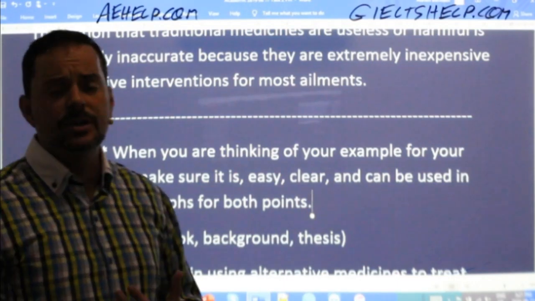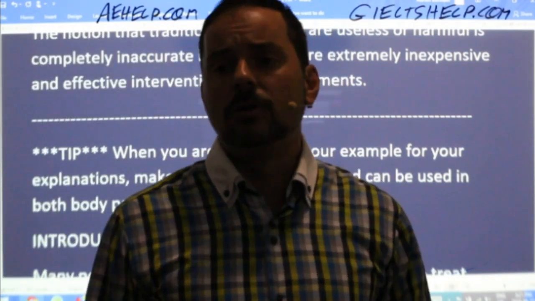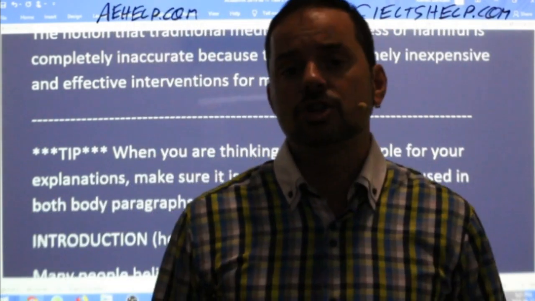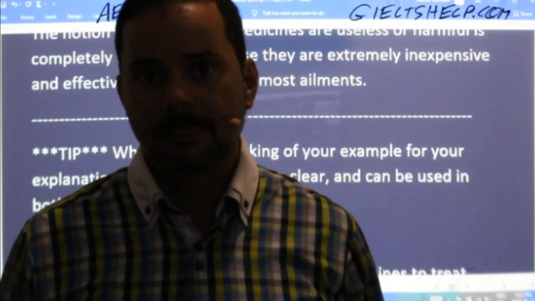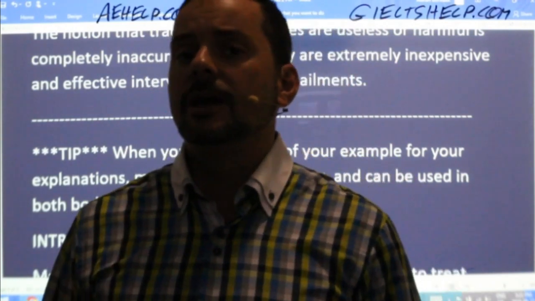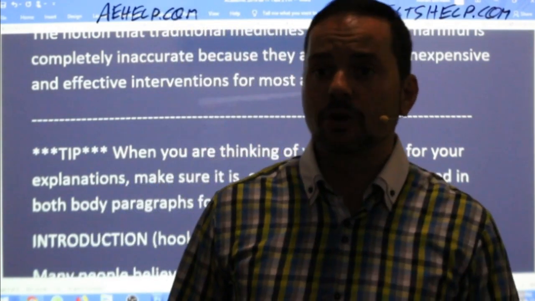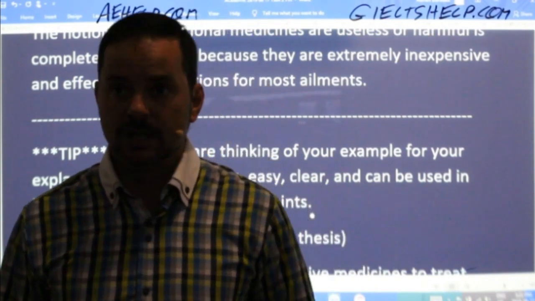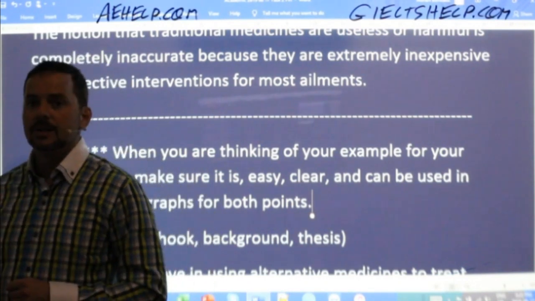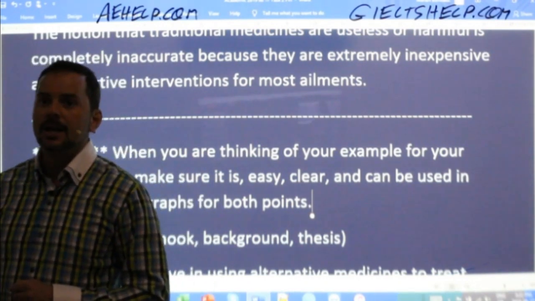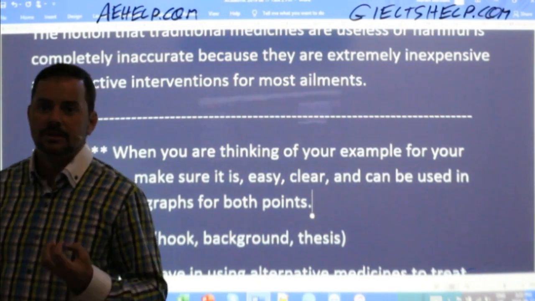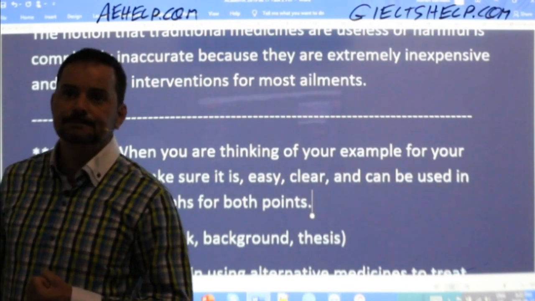So you can say many people have aloe vera plants in their home, which they use to treat minor burns and cuts. This is relatively low cost compared to going to the store and buying expensive creams to treat the same injuries. Okay, so that would work really well. So aloe vera is a good one, and you could use that for the next body paragraph because it's a very effective medicine. Okay.